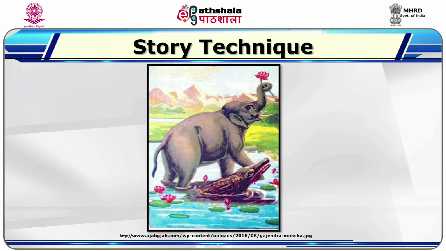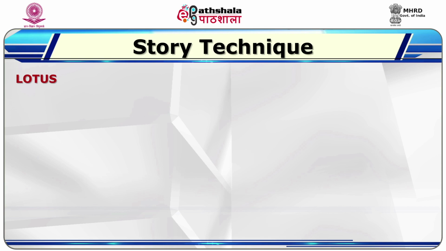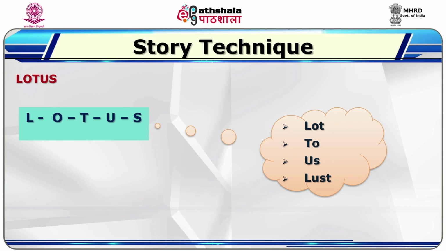From this story, let us take one sentence. Plucked one lotus at a time. Now from this sentence, let us take one word, lotus. Let us now separate each alphabet of this word: L, O, T, U, S. Now let the learners prepare a variety of words using these alphabets. Let us see some examples: L-O-T, lot; U-S, us; T-O, to; L-U-S-T, lust.